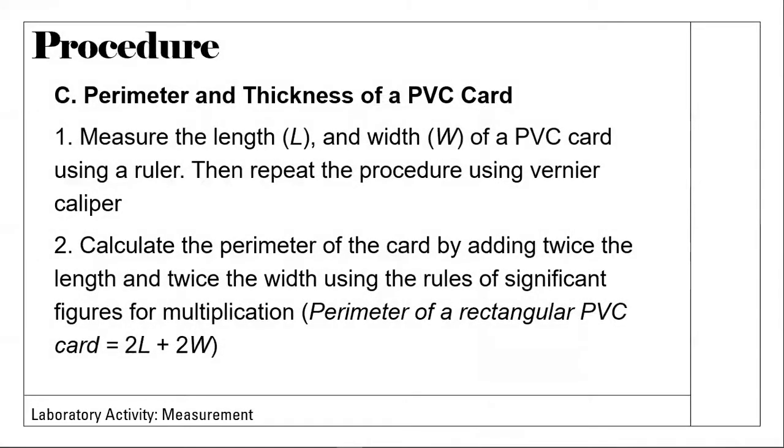For procedure letter C, the perimeter and thickness of a PVC card. Measure the length and width of a PVC card using a ruler. Then repeat the procedure using the vernier caliper. Calculate the perimeter of the card by adding twice the length and twice the width using the rules of significant figures for multiplication. Let's take note that to calculate the perimeter of a PVC, you need to multiply the length by 2 and the width by 2, then add the products.